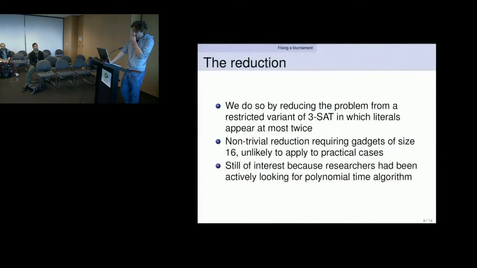So for the reduction itself, we reduce from a variant of 3-SAT where each literal can only appear twice in the clauses.